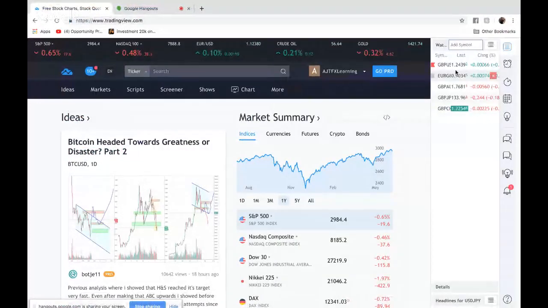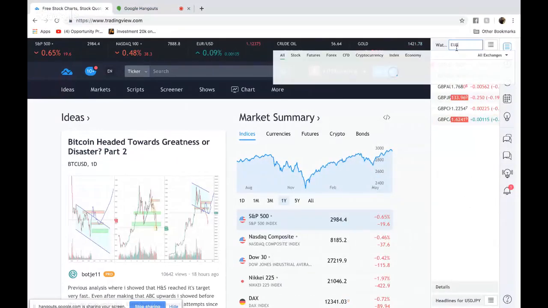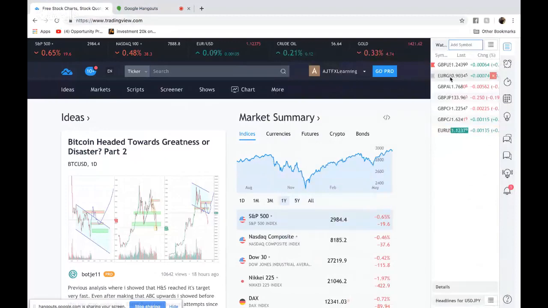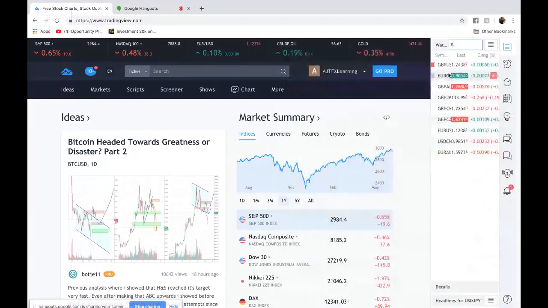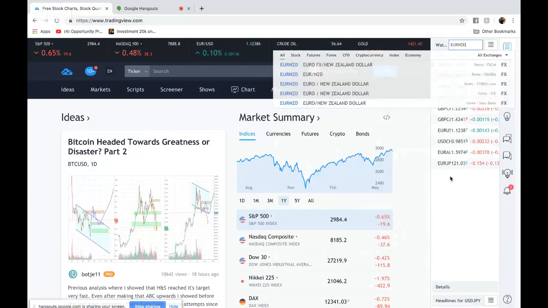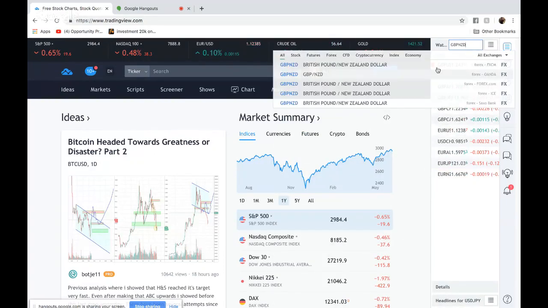GBP Swiss, GBP CAD, and I'll add some euros, Euro USD, USD CHF, Euro AUD, Euro JPY. So that's 1, 2, 3, 4, 5, 6, 7, 8, 9, 10, and we could add Euro NZD in there and GBP NZD. So this is actually going to be a great list of currency pairs.